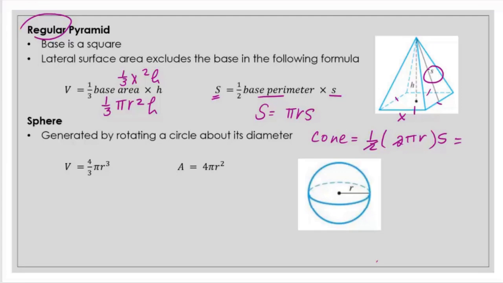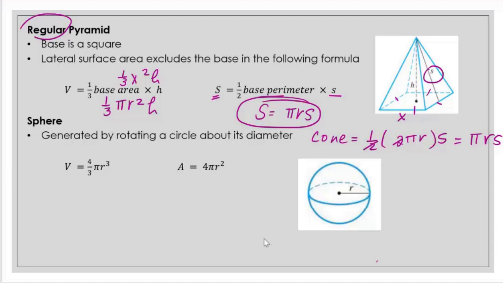2 divided by 2 is 1, and we're left with pi r s, exactly what's given as the lateral surface area for the cone, the right circular cone. You may want to flip back to that slide and have a look.